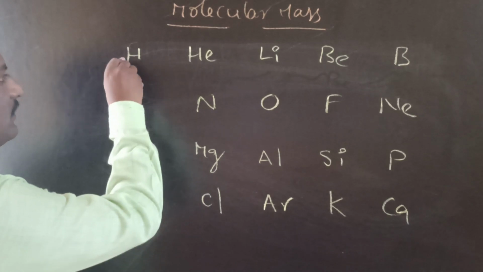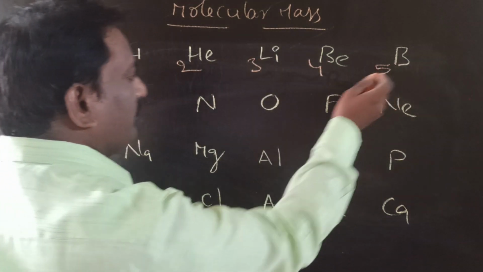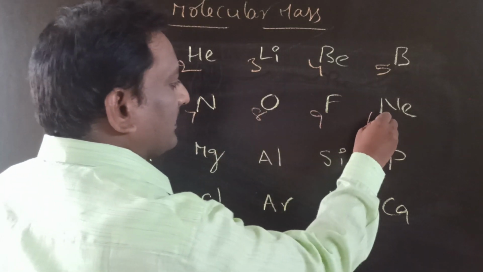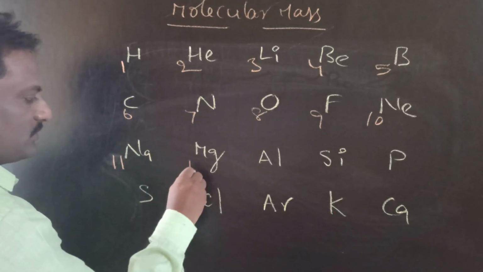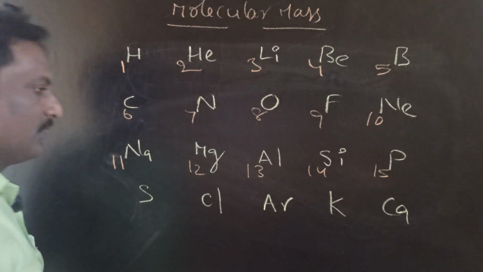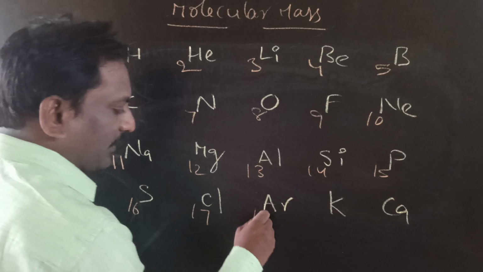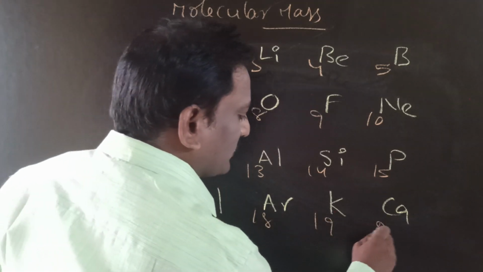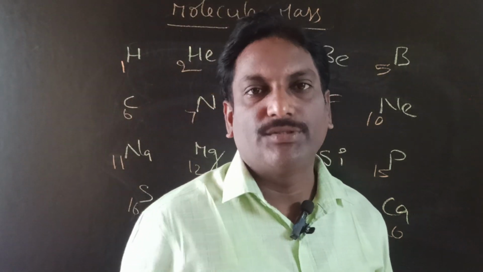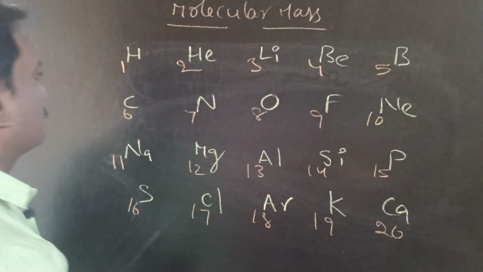So atomic numbers are 1, 2, 3, 4, 5, 6, 7, 8, 9, 10, 11, 12, 13, 14, 15. Sulfur 16, chlorine 17, argon 18, potassium 19, calcium 20. So please learn the atomic numbers of elements 1 to 30. Right. Now I am going to write atomic mass numbers.